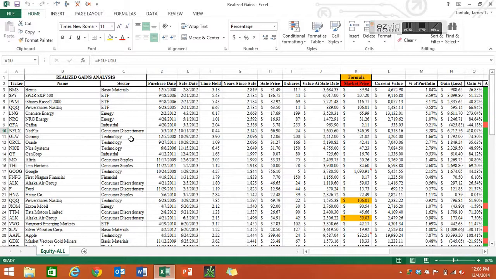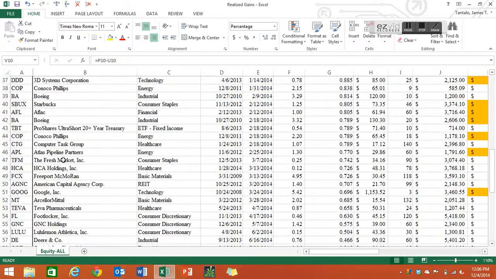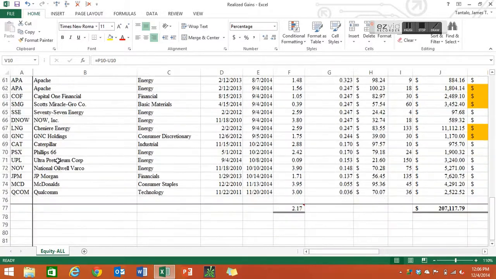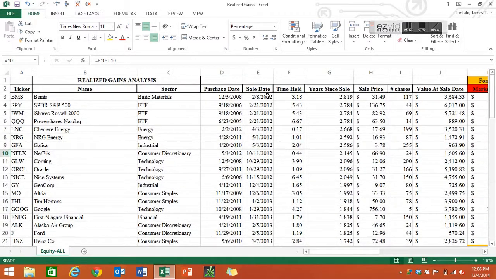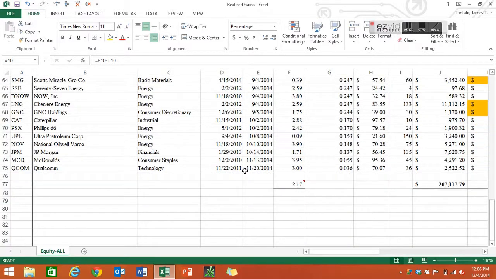So what you see in front of you, here I'll zoom in for you guys, is a bunch of different stocks that we've sold, ETFs included, over the years, starting February of 2012 when this was created, all the way through now. And every month this gets updated just like the benchmark does, just like our analytics and our diversification does.